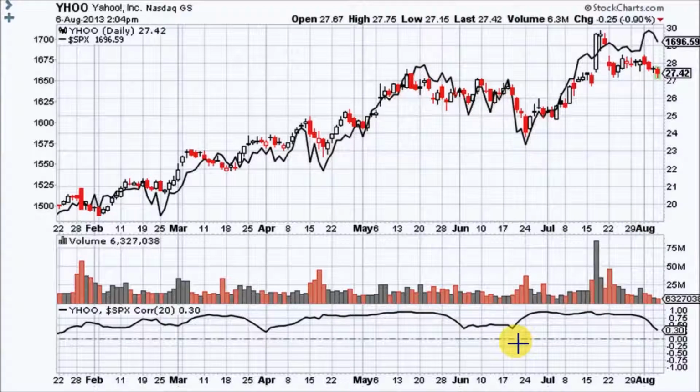Okay? So the correlation coefficient ranges from a -1 to a +1. Anything above 0 shows correlation. Anything above 0.5 shows strong correlation, and anything below 0.5 shows a very wide divergence.